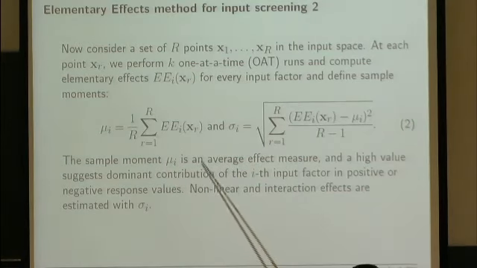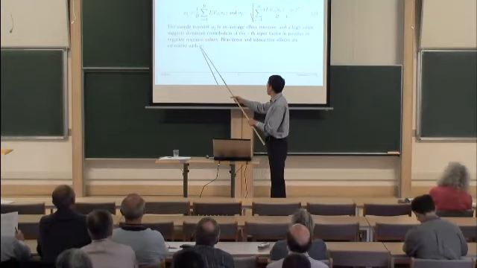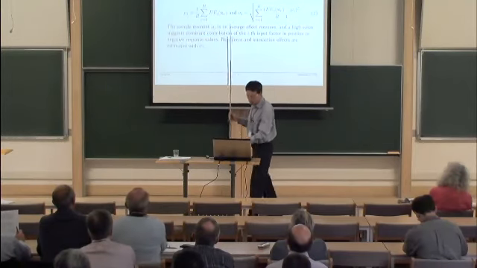The sample moment mu is an average effect measure, and a high value suggests a dominant contribution of the ith input factor in positive or negative response values. It is considered that nonlinear and interaction effects are estimated with sigma i.